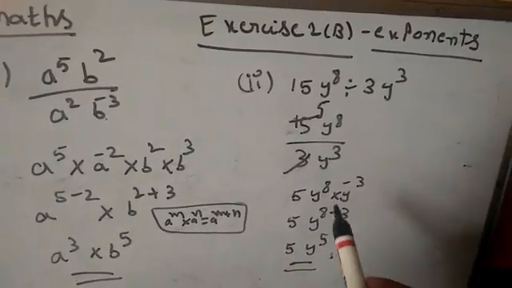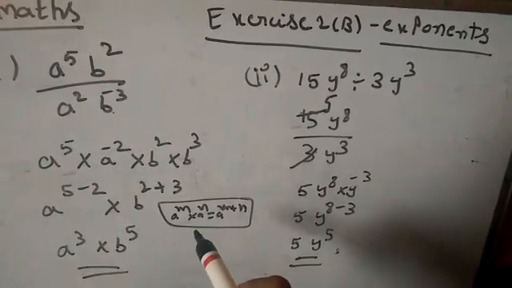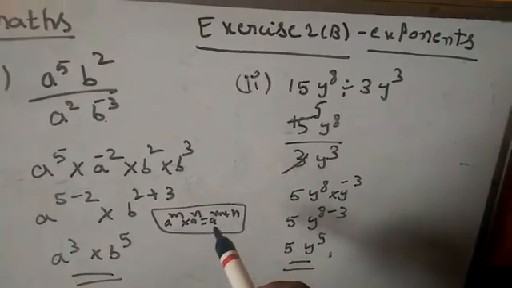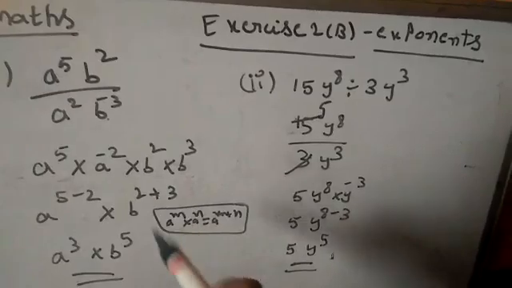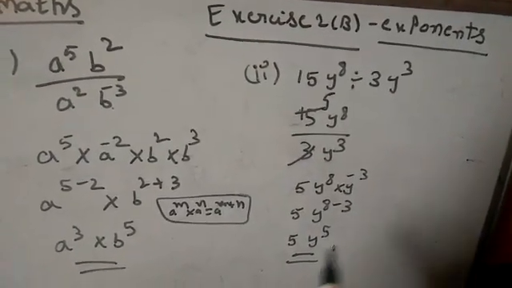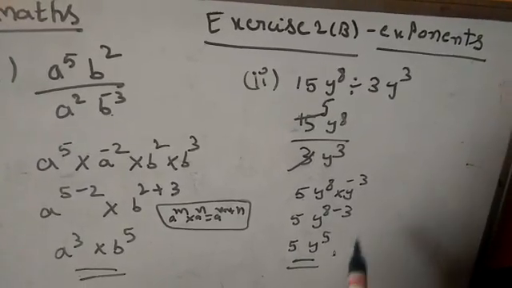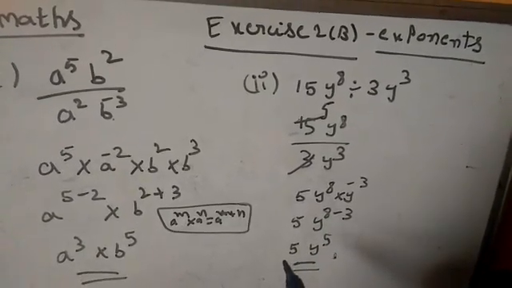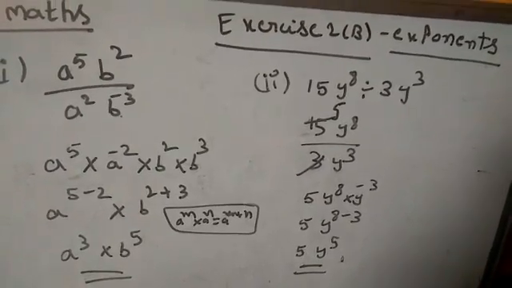Here 5 into, this formula we apply: a to the power of m into a to the power of n is a to the power of m plus n. This formula we have to apply here: y to the power of 8 minus 3. So 5 into y to the power of 8 minus 3 is 5. So 5 into y to the power of 5 is the answer.